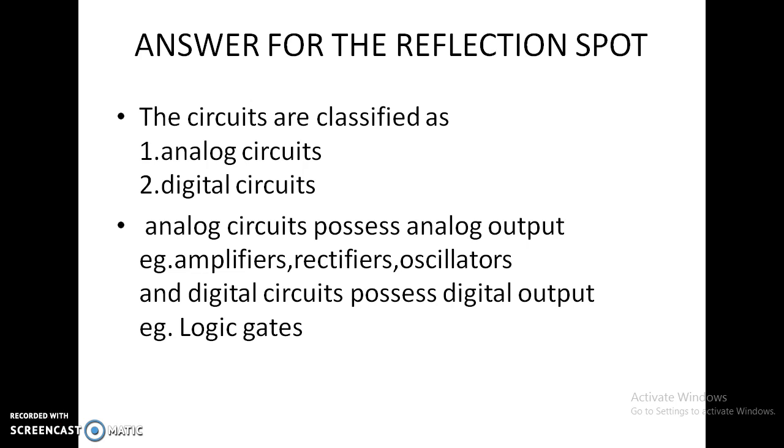So mainly the analog circuits like amplifiers, rectifiers and the oscillators, they'll possess analog output. And regarding the digital circuits, they'll possess the digital output. Okay, I can give the examples like different logic gates and some of the digital circuits.